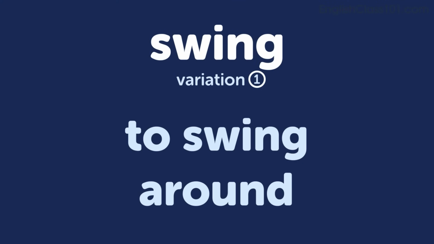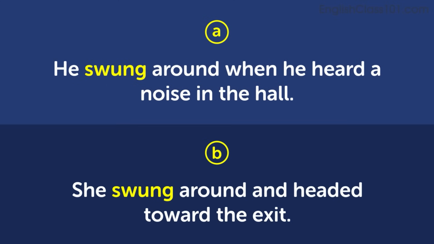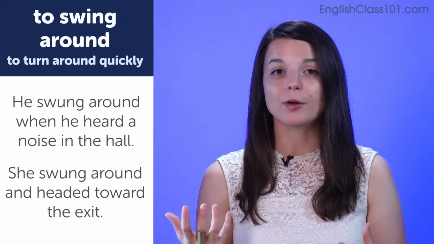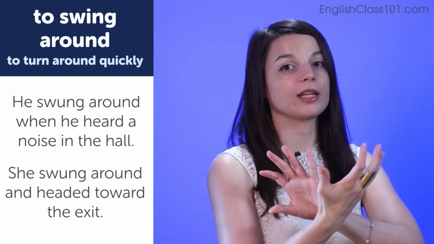Okay, so let's move on to some variations then. The first variation is to swing around. To swing around means to turn around very quickly. Some examples. He swung around when he heard a noise in the hall. She swung around and headed toward the exit. So to swing around, I've used it in past tense here, swung around, means to quickly turn around.